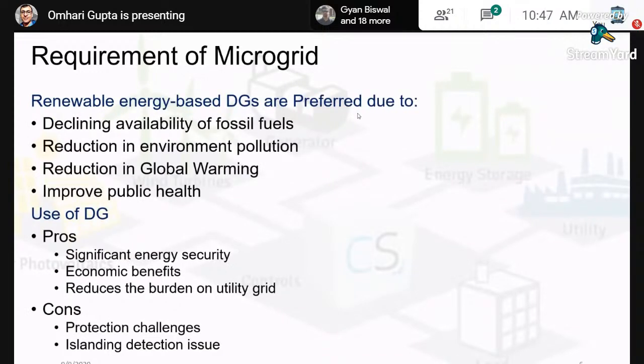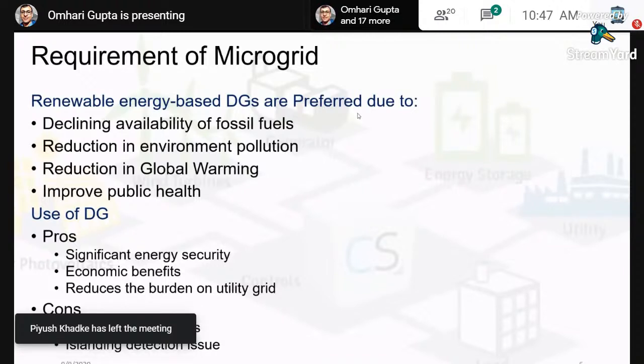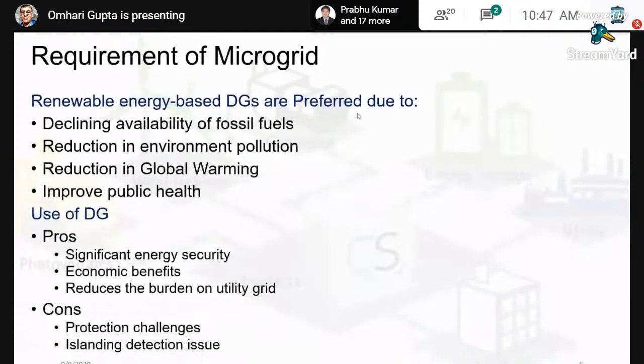Why are renewable energy based DGs preferred? Since you know there is declining availability of fossil fuel, and it also reduces the environment pollution. Obviously, then you can reduce the global warming, and thereby you may improve the public health. So these are a few reasons so that you may prefer the renewable energy based DGs.